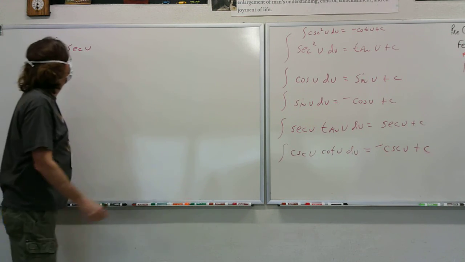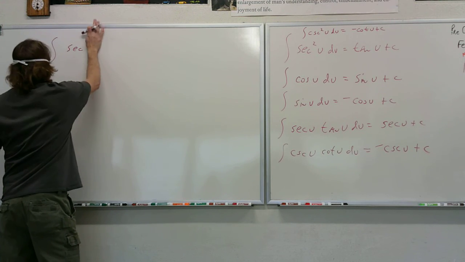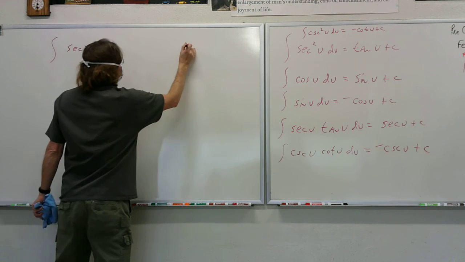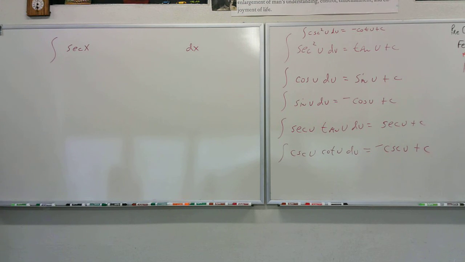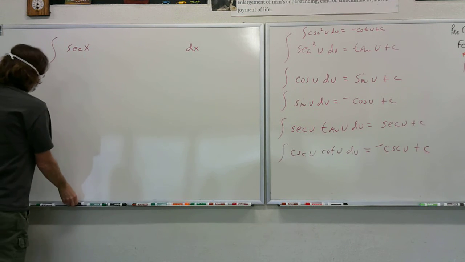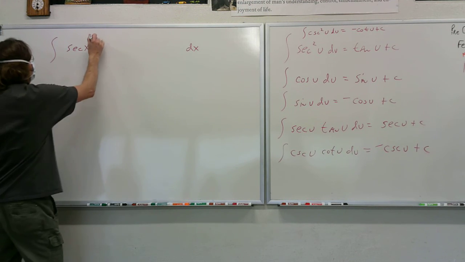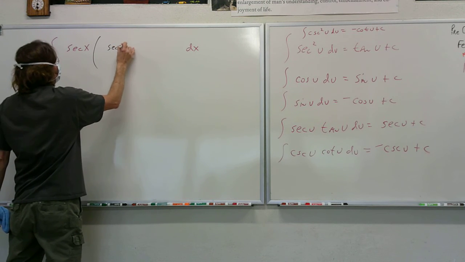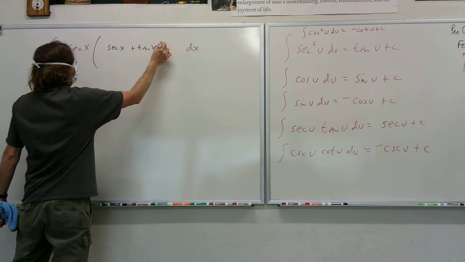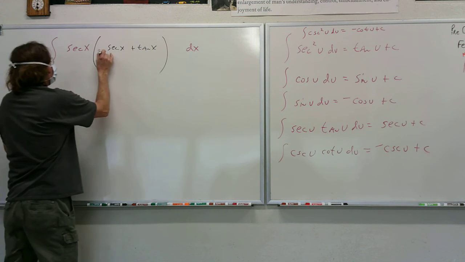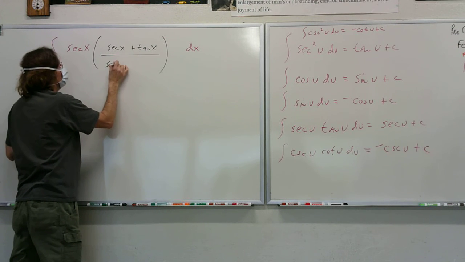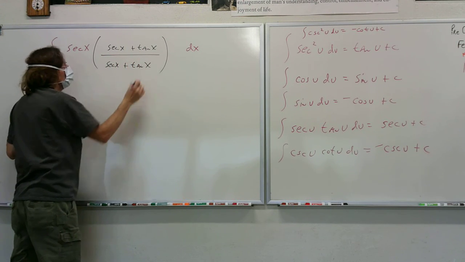Secant x, we can make it x, that way the derivative is just 1. Secant x dx, we're going to multiply that by secant x plus tangent x over secant x plus tangent x. And you said, Mr. Evans, you told us you can't put a variable out there and then put a variable out here. You're right, I can't put variables here and then put variables out here. But I can leave the variables and do this. Is everyone all right with that?